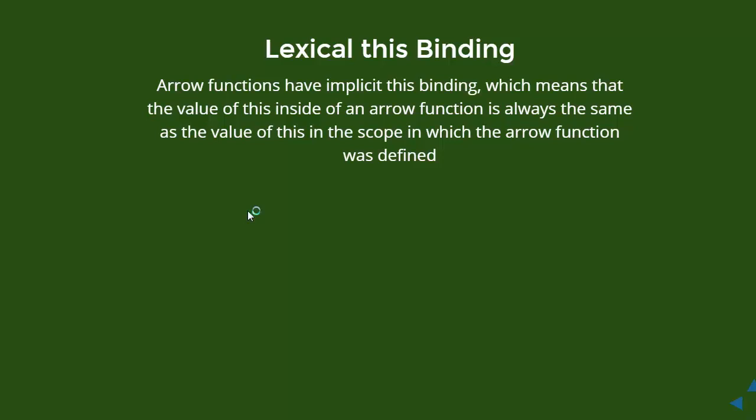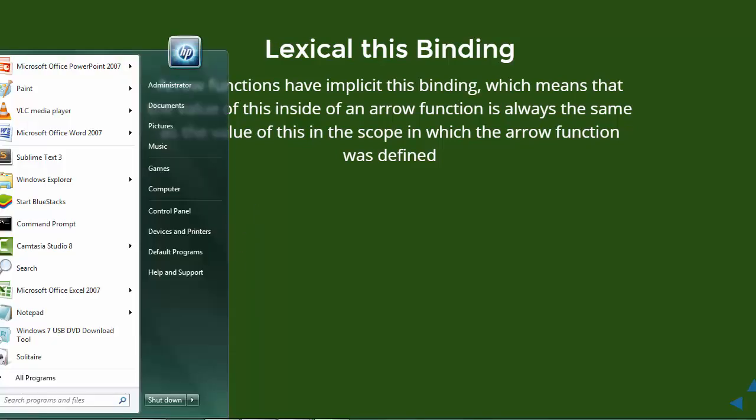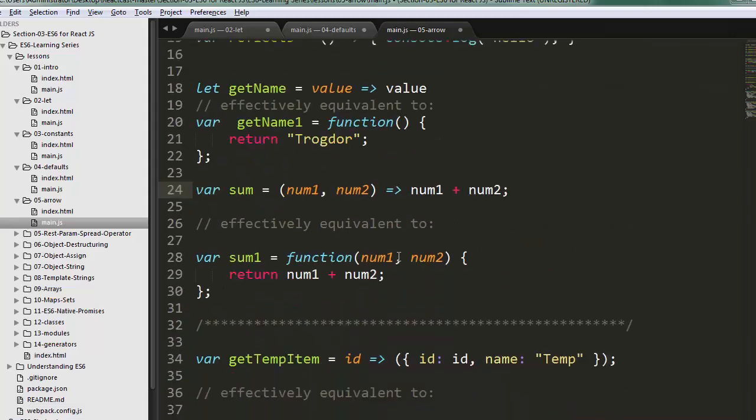Arrow function has an implicit this binding, which means that the value of this inside the arrow function is always the same as the value of the scope outside the function. So there is one issue when you are writing the ES5 code inside the nested callback, you are not able to access this object. Okay, so let me talk about that example. You'll be able to understand.